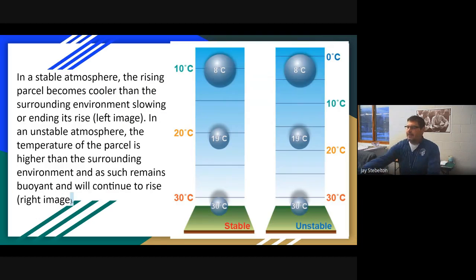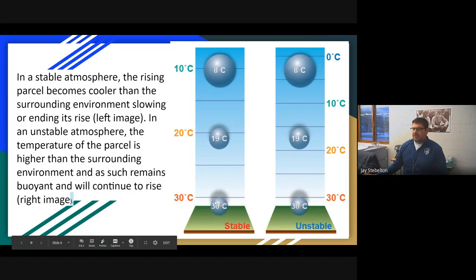Okay, so here's a diagram that shows the air parcel rising and the difference between stable and unstable. You can see the air parcel is 30 degrees Celsius at the surface. As it rises, it cools. Remember, rising air cools, that's the lapse rate. And it cools at about 5.5 degrees Fahrenheit every 1,000 feet. If the air around that parcel is warmer than the parcel, the air can't rise anymore, so it becomes stable.